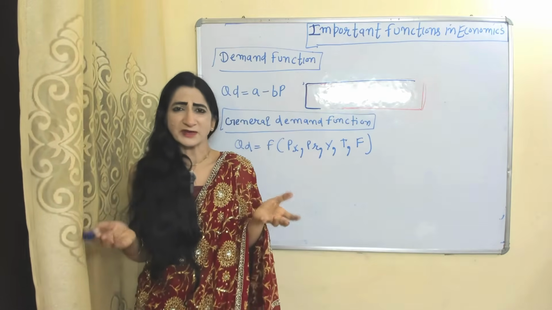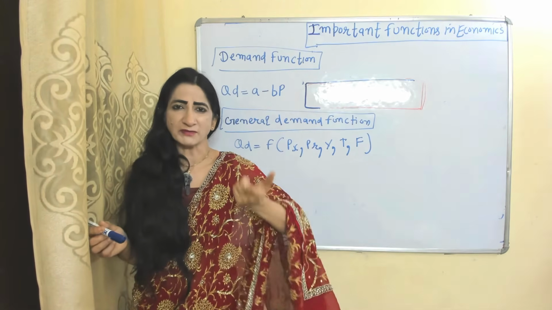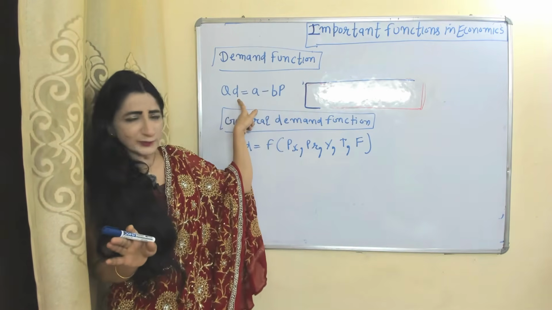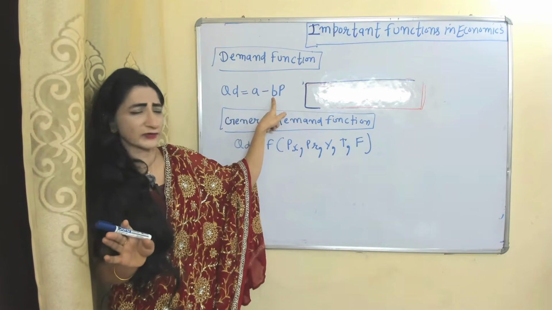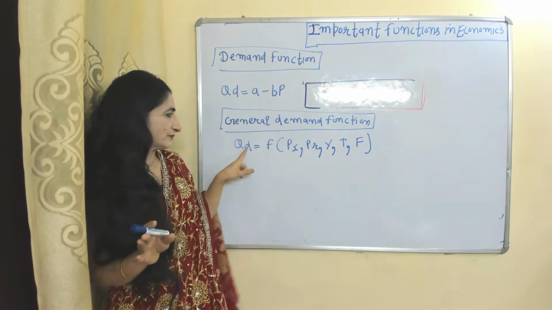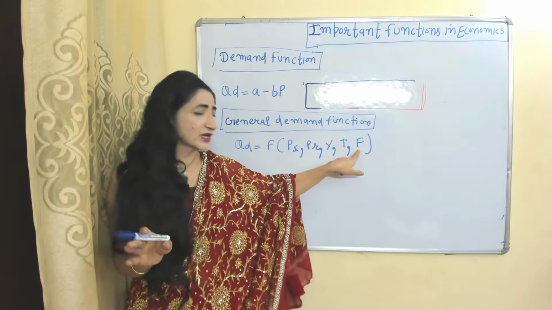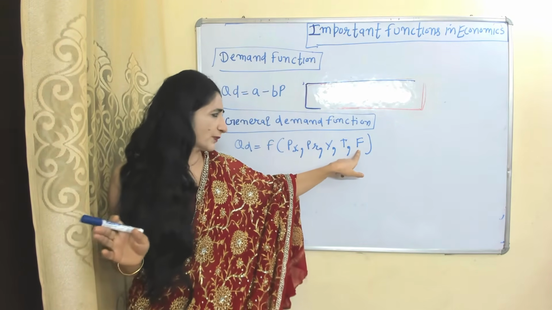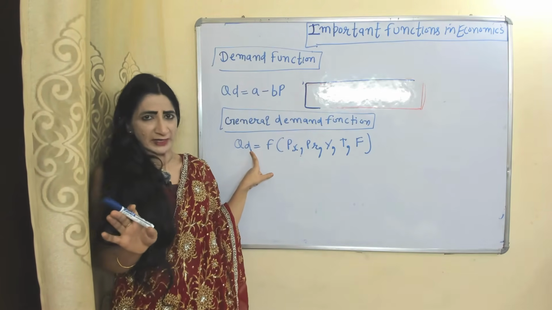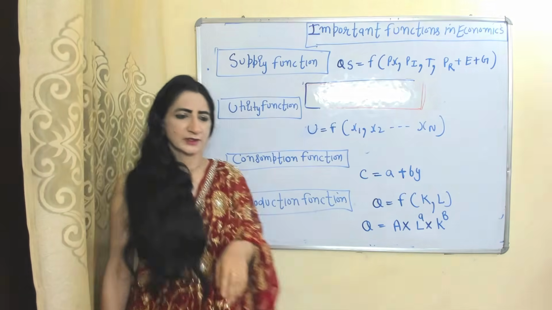Now very quickly we will see important functions of economics. Demand function, which shows the relationship between demand and factors affecting demand. Price is the independent variable, demand is the dependent variable, with intercept and slope of the curve. This equation shows the relationship between demand and price. In the general demand function, demand is the dependent variable, and price of goods, price of related goods, income, taste, and future expectation of increase or decrease in prices are all independent variables. This function shows the relationship between demand and factors influencing demand.